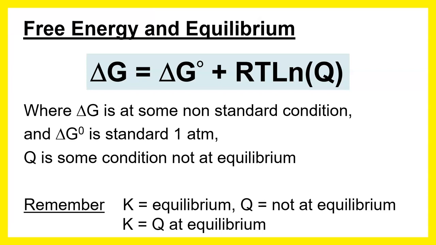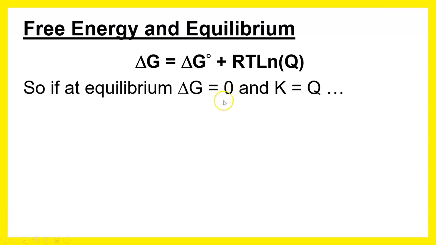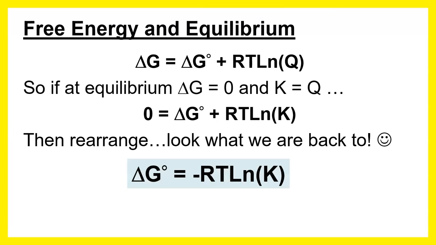And we can go backwards from this too. Let's mathematically show ourselves that this can turn into the van't Hoff equation if we are at equilibrium. So we'll take this adjusted version and we'll remember, hey, at equilibrium, delta G is 0. And at equilibrium, K is the same thing as Q. So let's plug those in. And let's rearrange. Look what we're right back to. We're right back to the negative van't Hoff.